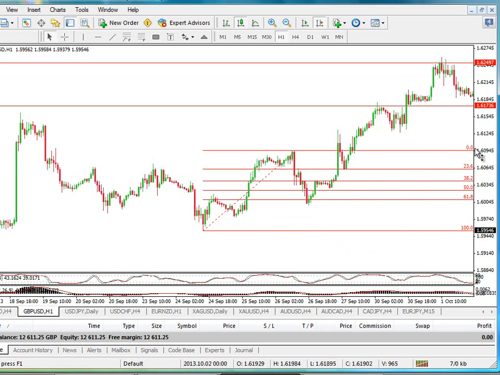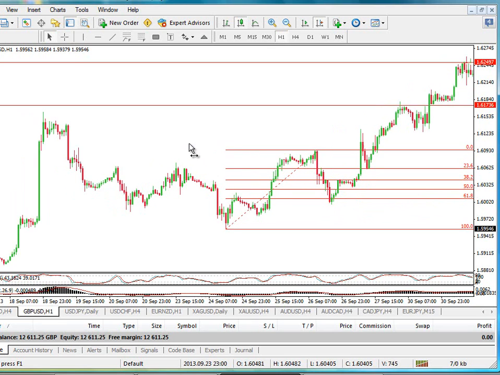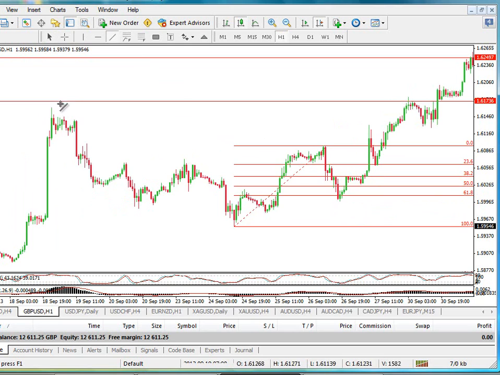You have these levels here on the right: 0%, which is the absolute high; 100%, which is the absolute low; 23%, 38%, 50%, and 61%. Now 61% is the absolute low you want to see price action retrace. If it goes any lower than that, it's normally a sign of a reversal rather than a retrace. We can see price did break a tiny bit below, but it instantly broke back up above the 61.8 level and did continue up.